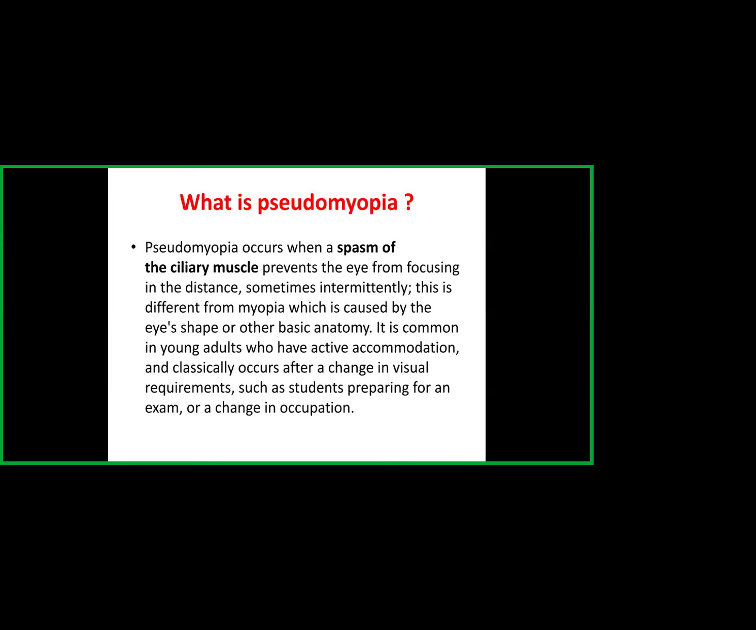What is the actual cause of pseudomyopia? It is spasm of the ciliary muscle. Saying one more thing about the ciliary muscle: it was considered to be in the category of smooth muscles. Okay, later on, recent studies are claiming that the ciliary muscle is not coming under the category of smooth muscle. Instead, it is coming under the category of skeletal muscles.